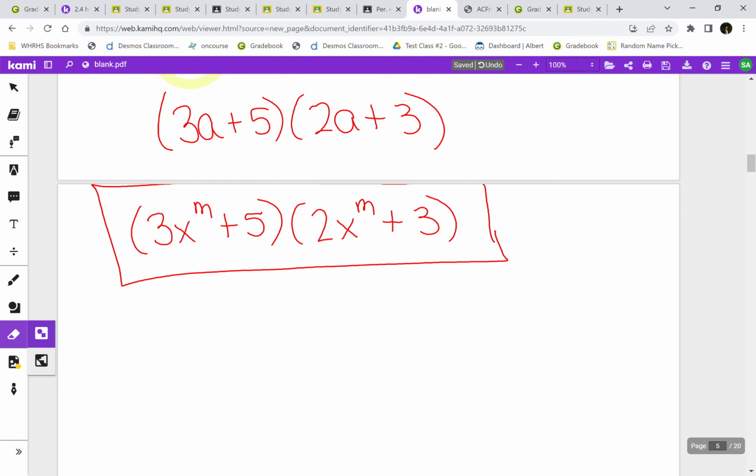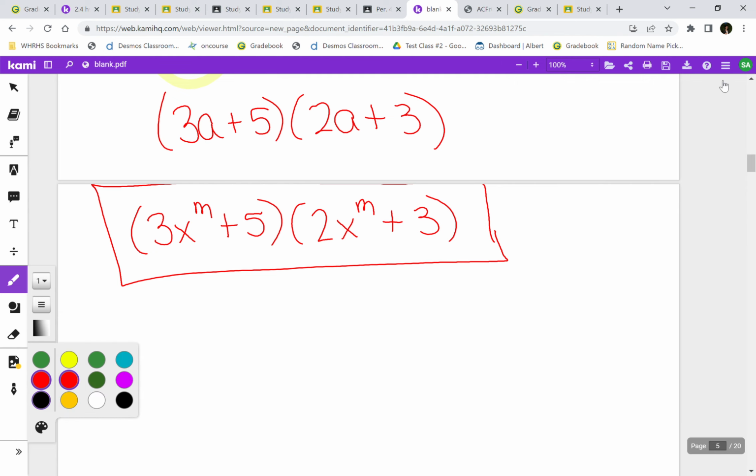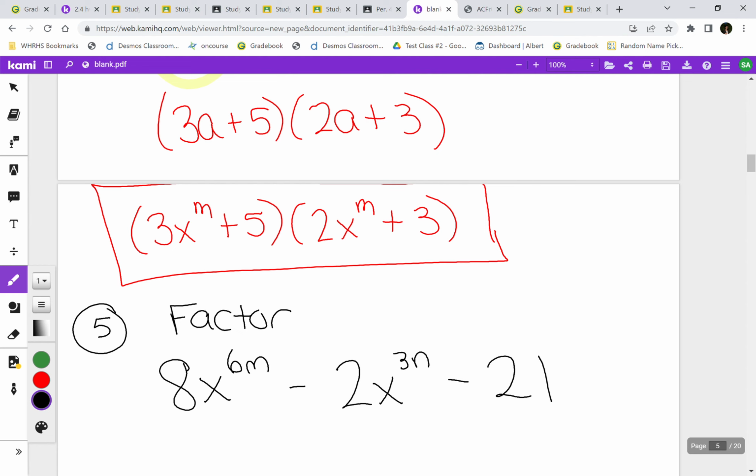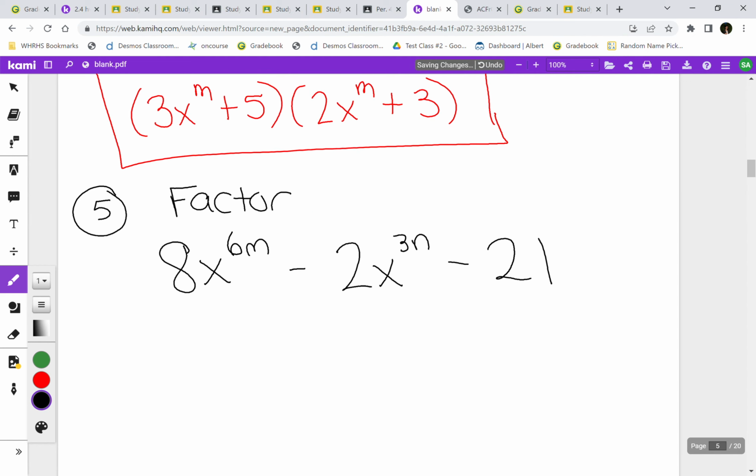All right, let's do another one. You all try this one. Again, I need you to factor, and this is going to be 8x to the 6m minus 2x to the 3m minus 21. You all do this on your own. Oh, sorry, that's an m, not an n. So 8x to the 6m minus 2x to the 3m minus 21.